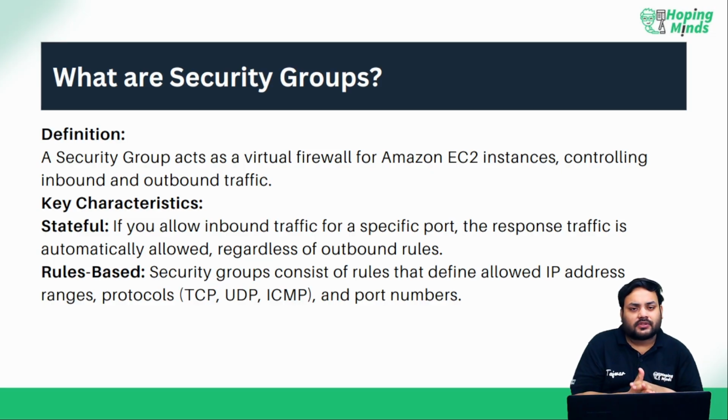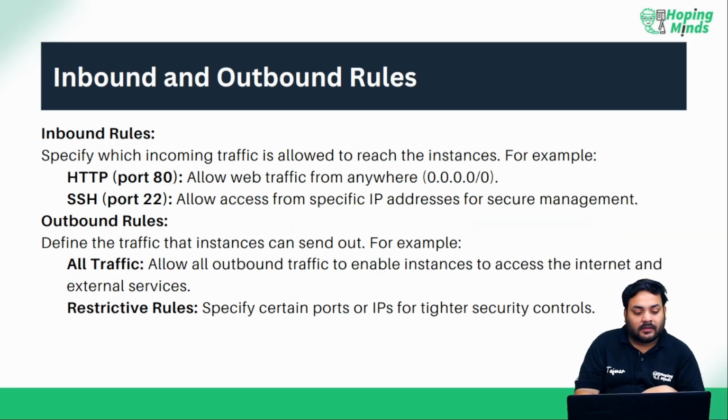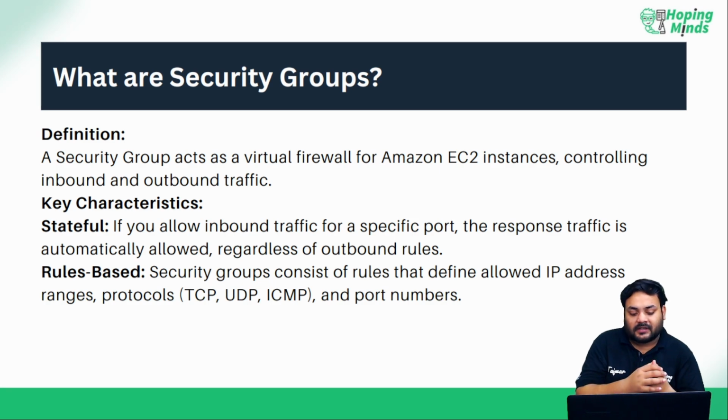In the last sessions, we have understood lots of things related to the VPC, but the important thing we are going to talk about here is the security group. Basically, security groups act as a virtual firewall for EC2 instances, and they can control our inbound and outbound traffic because we are talking about security. We have a few characteristics. First, it is stateful, then it is rule based. Let's just understand these things.